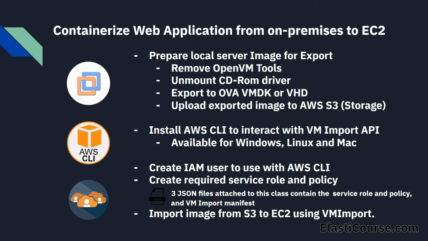So first we need to create an IAM user. This is an Identity and Access Management user, so we can have access to the AWS CLI. And we also need to create a service role and a policy attached to it. To simplify this process, I have included all the JSON files that are needed for this step, building the service role and policy. And finally, the VM import manifest, which just contains the file that we uploaded to S3. And finally, we can run the function and see how it works.